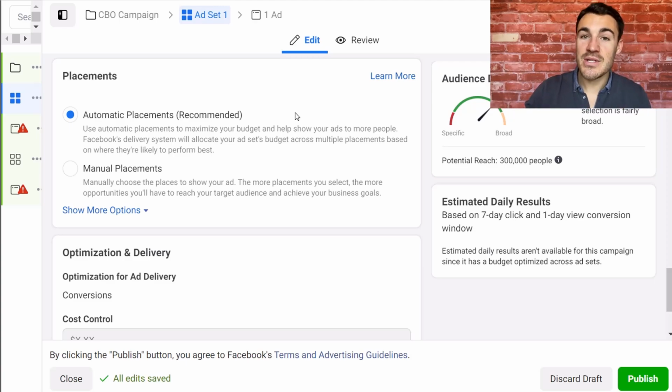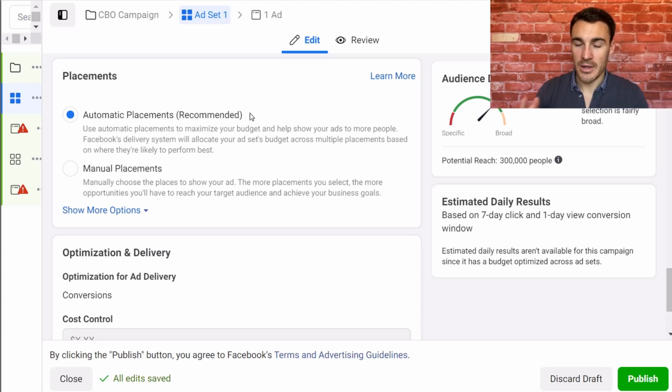But if you are using a conversion-based objective, you want to keep things super, super simple and go with the recommended automatic placement. And that's what on average gives you a 19% improvement instead of the setup that a lot of Facebook advertisers have, which I'm going to explain in a minute. So if you're using a conversion-based objective, go with automatic placements, and that gives you, on average, a 19% improvement as opposed to editing placements.